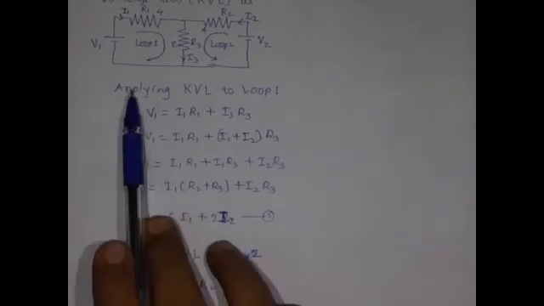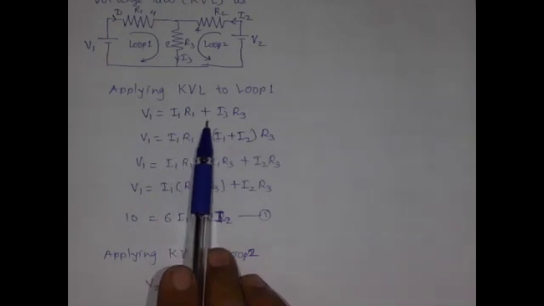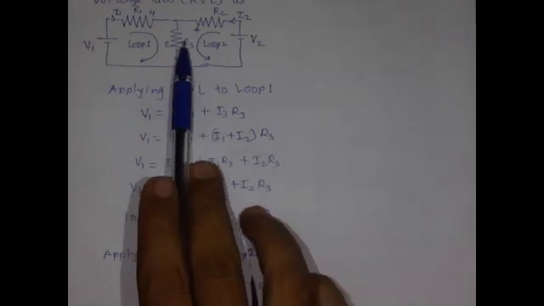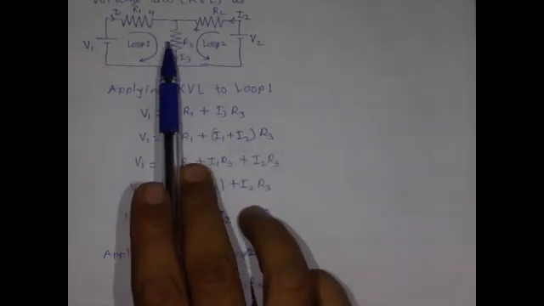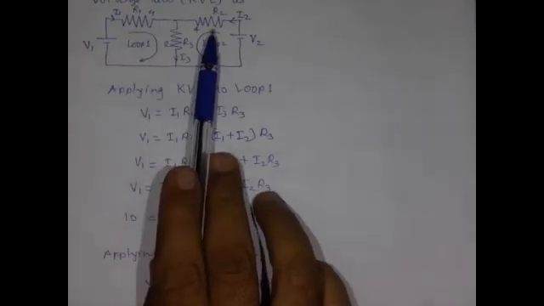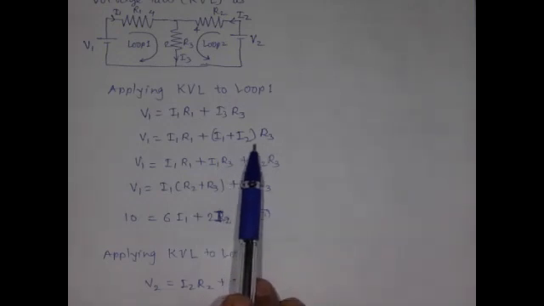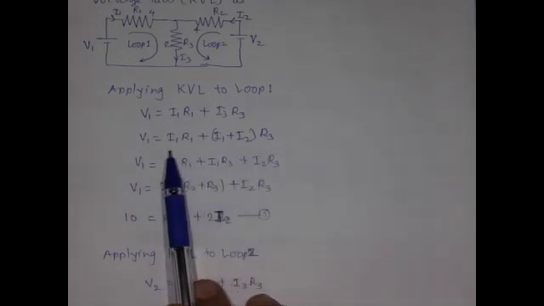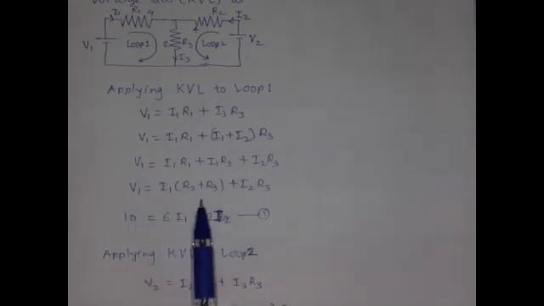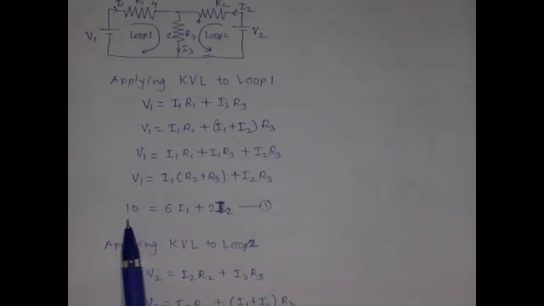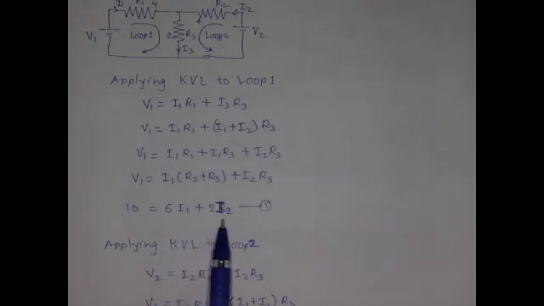Firstly, applying Kirchhoff voltage law to loop 1, V1 equals I1 R1 plus I3 R3. Now what is I3? I3 is nothing but the current flowing through this R3 resistor, which is a combination of I1 and I2. Therefore, we make the combination I1 plus I2 and write the equation. After simplifying, we make this one equation, and by putting the values, 10 equals 6I1 plus 2I2.